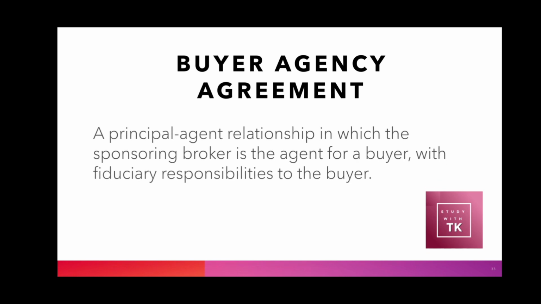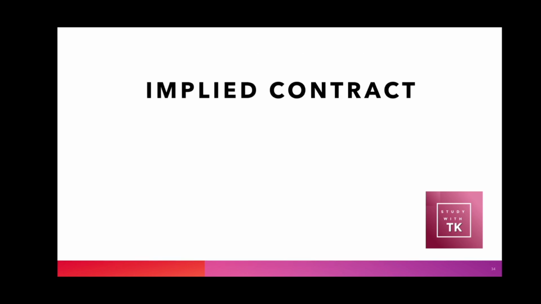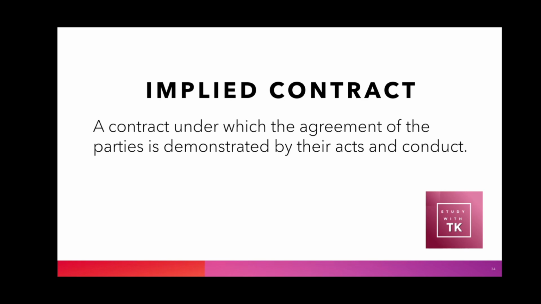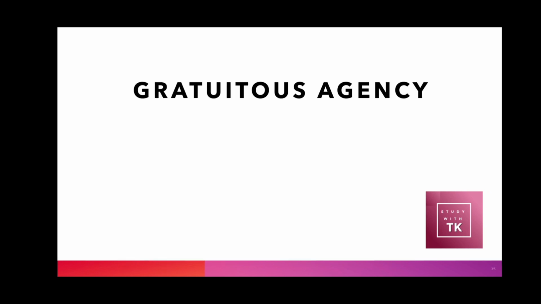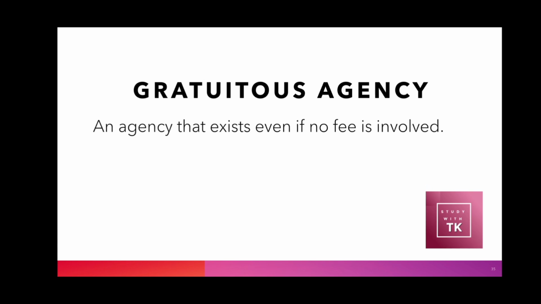Buyer agency agreement, a principal-agent relationship in which the sponsoring broker is the agent for a buyer with fiduciary responsibilities to the buyer. Implied contract, a contract under which the agreement of the parties is demonstrated by their acts and conduct. Gratuitous agency, an agency that exists even if no fee is involved.